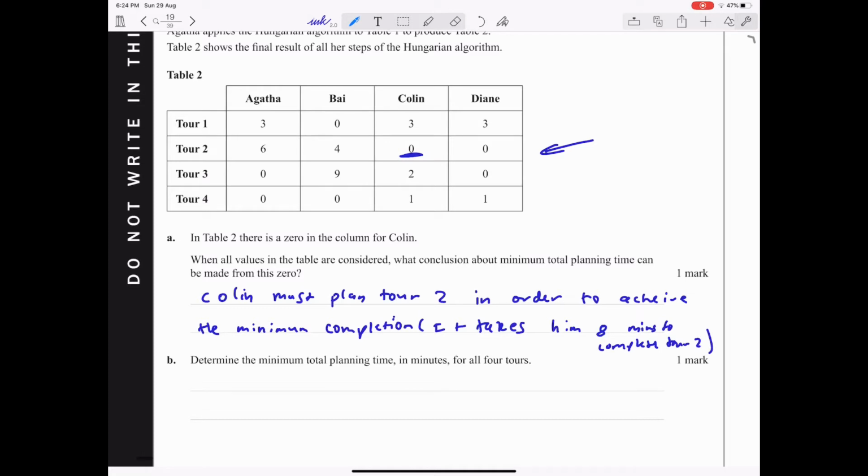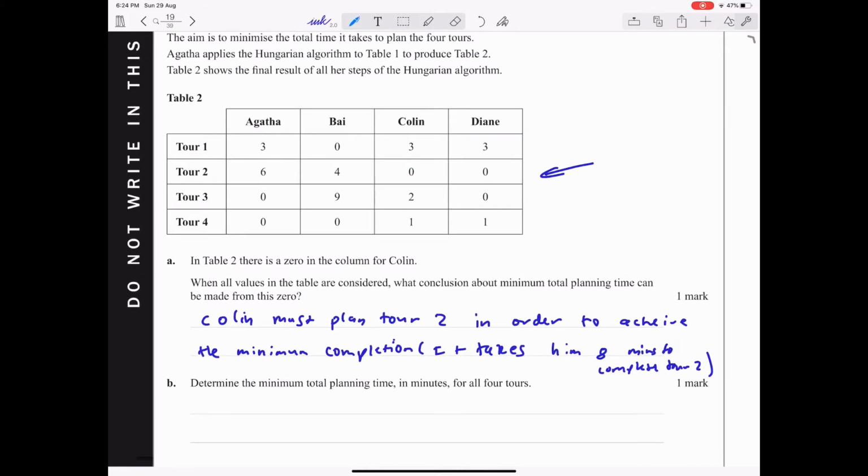Determine the minimum total planning time in minutes for all 4 tours. So to do this question, we can use this table over here that has the Hungarian algorithm completed to actually determine the minimum total planning time for all 4 tours. So we've concluded that Colin must complete tour 2. Now, if we have a look at Diane, we can determine that she can either complete tour 2 or tour 3, but since Colin has already completed tour 2, that means she can no longer complete tour 2, so she can complete tour 3.